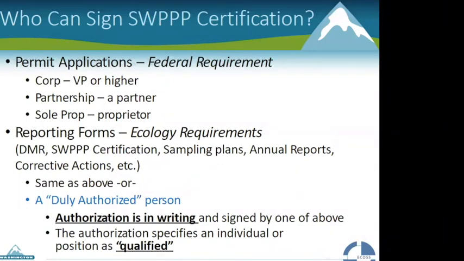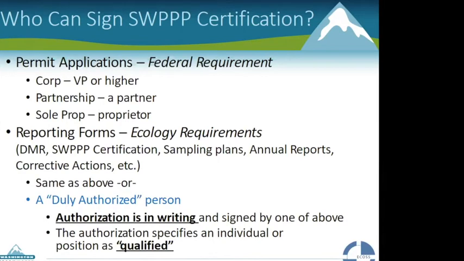All right, so who can sign your SWIP? This is a federal requirement: the corporation vice president or higher, or a sole proprietor, can sign it, and the reporting forms that Ecology has say it could be a duly authorized person. So authorization has to be in writing and signed by one of the above folks, either a VP or higher, or a partner or a sole proprietor, the owner of the company. And the authorization specifies an individual or position as qualified.